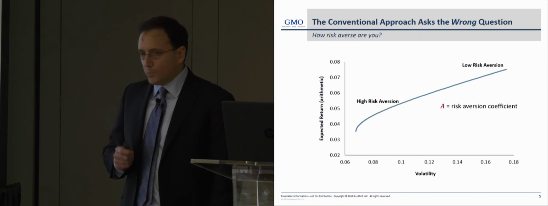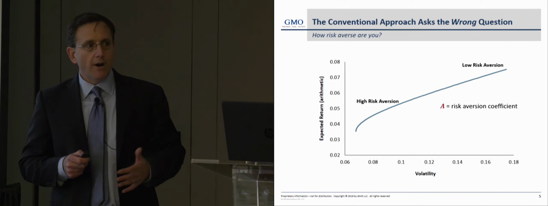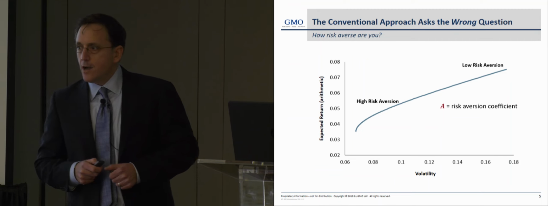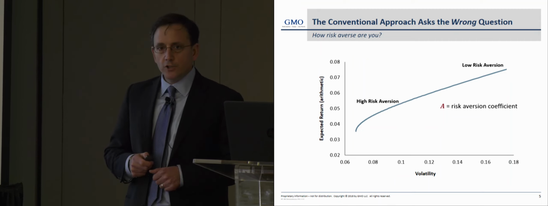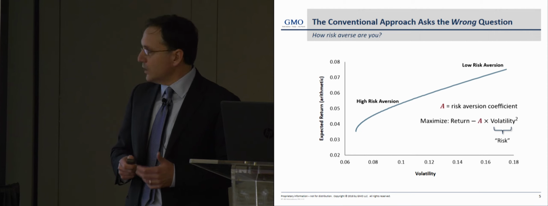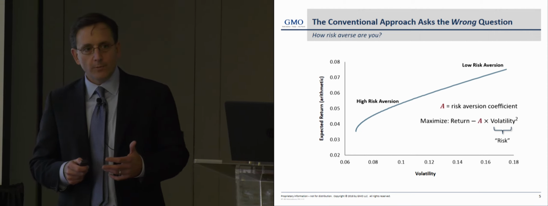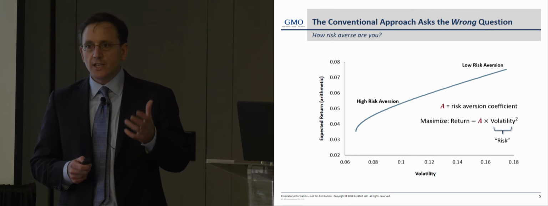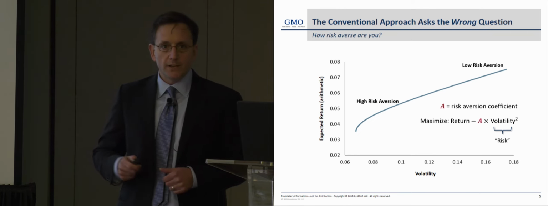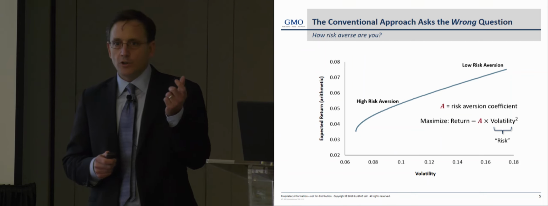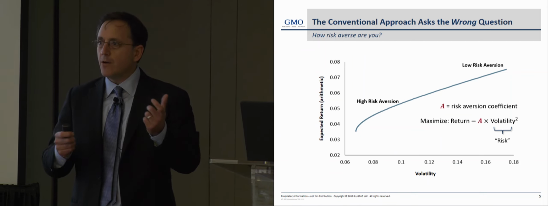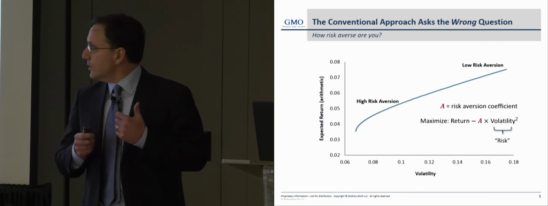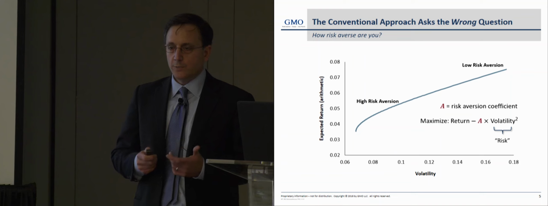The way that we express how risk averse we are is through what's known as a risk aversion coefficient. Now, the way that this risk aversion coefficient gets utilized in the conventional framework is you maximize an objective function where the objective function says that you like return and you don't like volatility. And this risk aversion coefficient specifies how much you're willing to trade off return and volatility. But there are a number of problems with this approach.